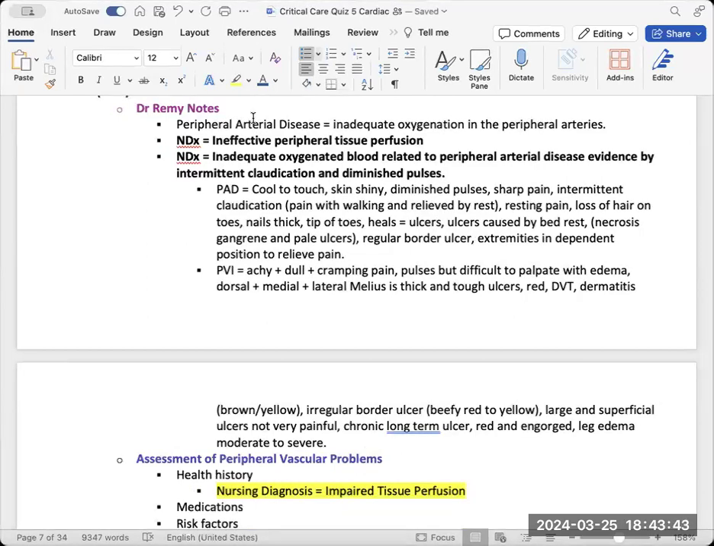Now, why would we have diminished pulses? Well, the only time we get pulses is from our arteries. The veins do not create a pulse, right? It's the arteries that have the pulse, right? We palpate our radial pulse, our carotid pulse, our brachial pulse. So if there's a problem with the arteries or peripheral arterial disease, they could have diminished or even absent pulses. Because I already said arteries control keeping our skin warm, the skin is going to be more cool to the touch and more shiny.